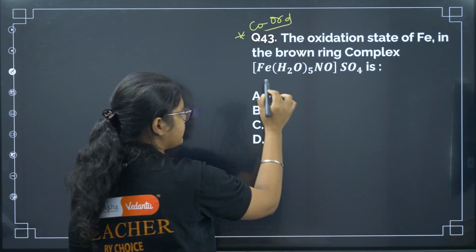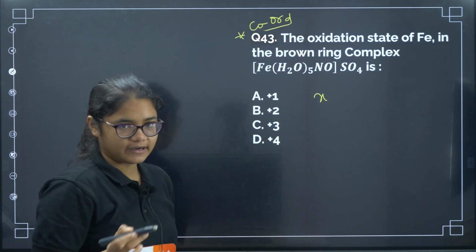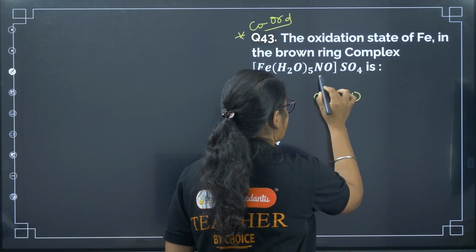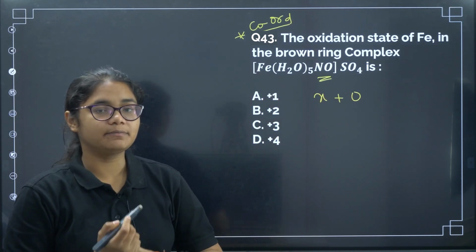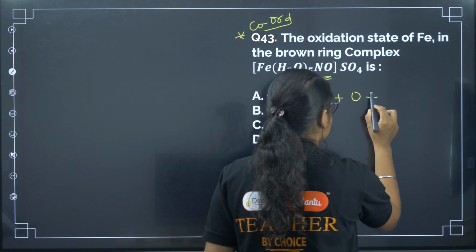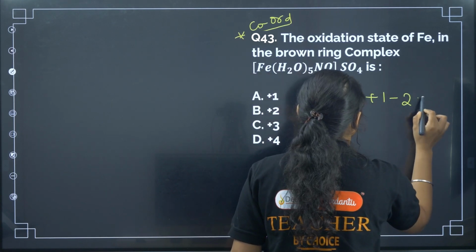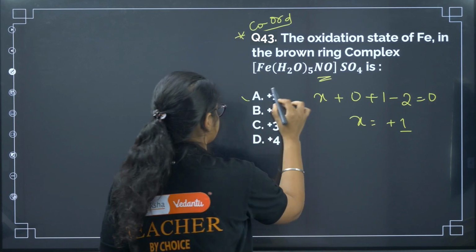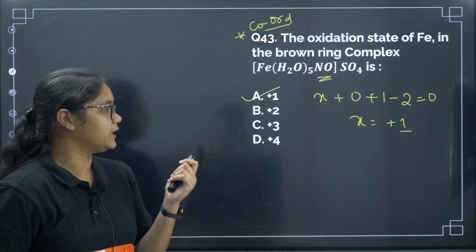So let us calculate. For Fe I will take it as X. H2O is a neutral ligand, so it will be 0. For nitrosyl, NO, you should remember it is +1. Okay, NO is +1. And then for sulfate, it is -2, equal to 0. So X will be equal to +1. Okay, the correct answer for this question will be option number A.